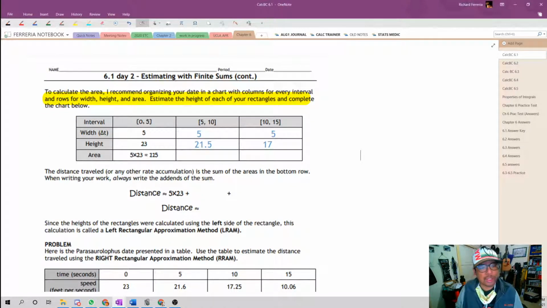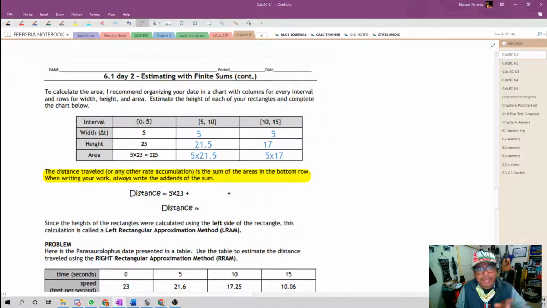The last part of this chart is to write an expression for the area of each rectangle. I don't think you necessarily have to compute it, but you definitely should be writing an area formula. They're all rectangles, so the area of each rectangle is the width times the height. This gives me 5 times 21.5 and 5 times 17 for those areas.